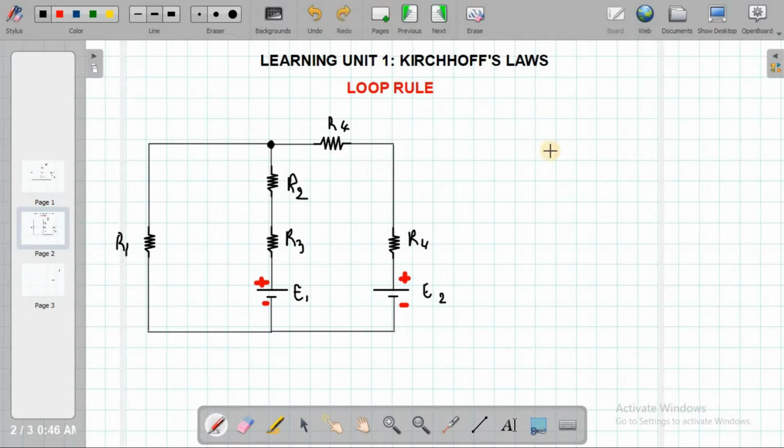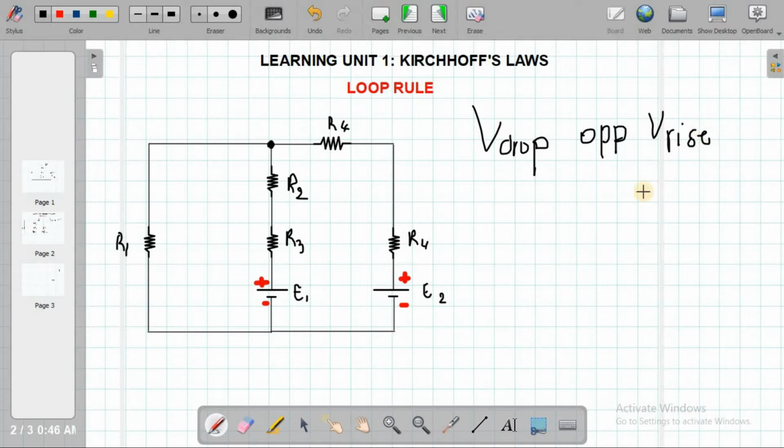The thing that you must know is that the voltage drop, V drop, will oppose V rise in each loop. So in loop 1, the voltage drop is the voltage across each resistor, which we call the voltage drop.